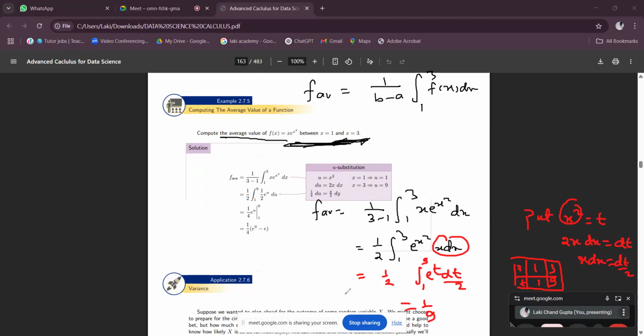Now I'm a little bit confused because we have x multiplied by e to the power x square. So why didn't we consider x and e to the power x square as two different functions and use integration by parts? Okay, why are we not using integration by parts, right?